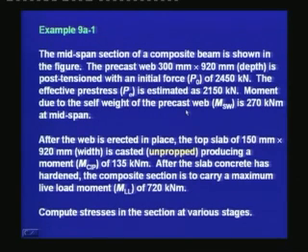Moment due to the self-weight of the precast web, MSW, is 270 kilonewton meter at midspan. After the web is erected in place, the top slab of 150 millimeters times 920 millimeter in width is cast unpropped, producing a moment MCIP of 135 kilonewton meter. After the slab concrete has hardened, the composite section is to carry a maximum live load moment MLL of 720 kilonewton meter. Compute stresses in the section at various stages.